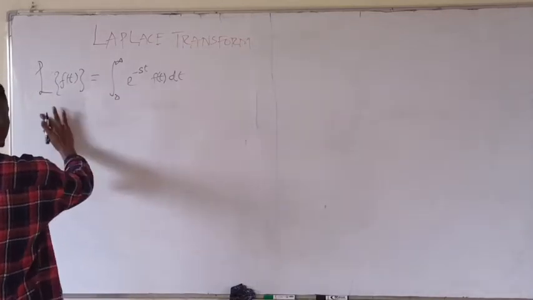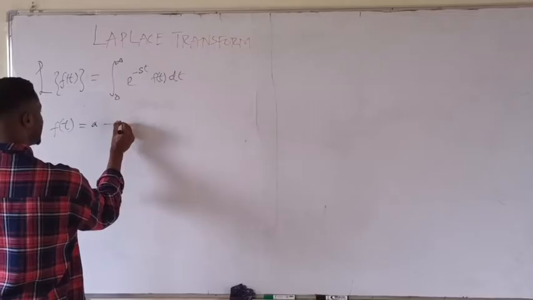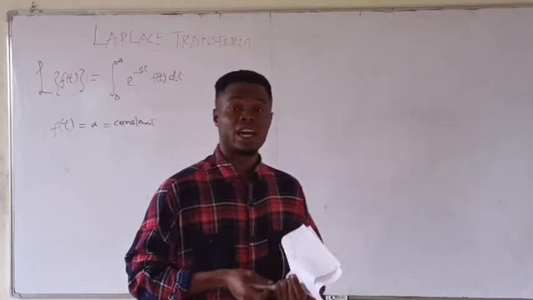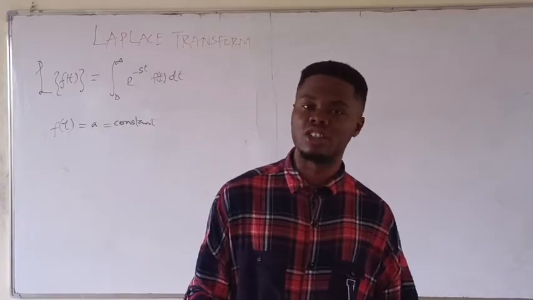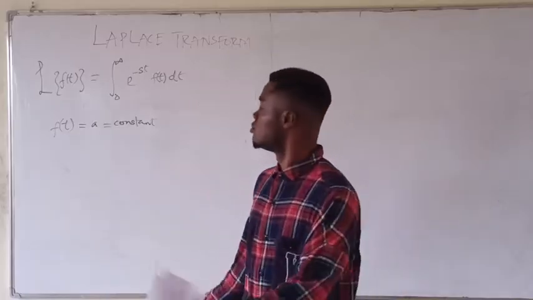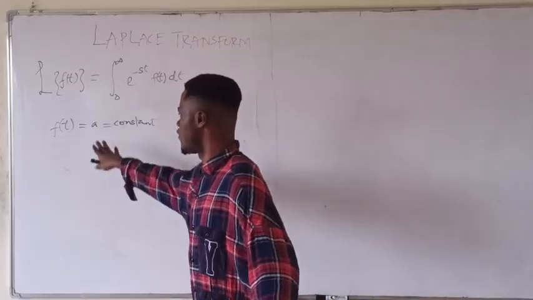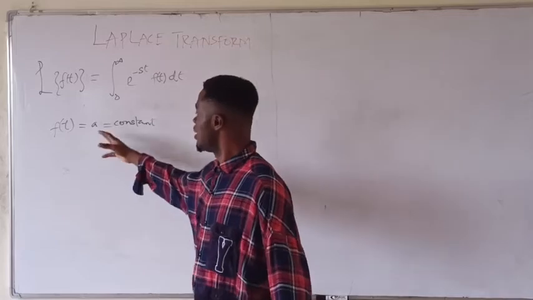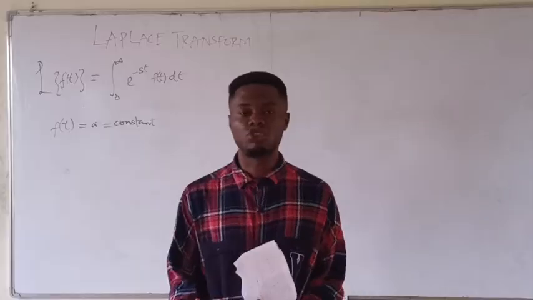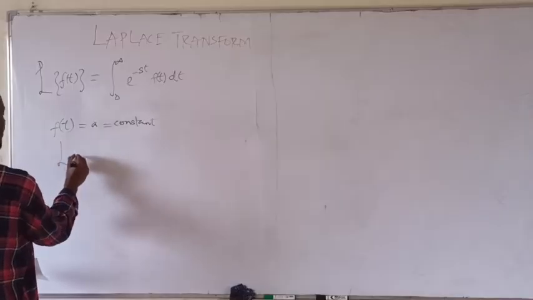So let's assume that f of t is equal to a, and let a be a constant. You can decide to pick any other letter as a constant, but for the sake of this video, let us assume that a is that certain constant. Now we are going to find the Laplace of this a. If a is the same as f of t, then wherever we see f of t, we are going to use a to represent it.